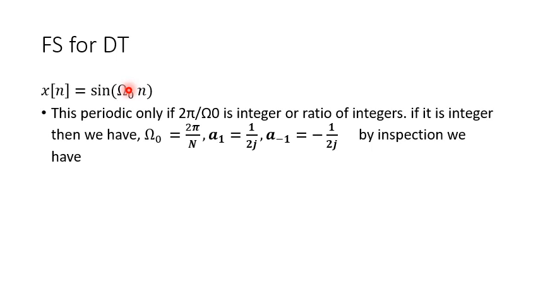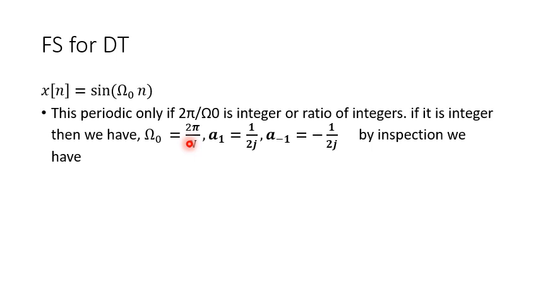For this signal to be periodic, 2 pi by omega naught must be an integer or the ratio of integers. If this is the case, then we say the given signal x of n is periodic with period N. Now this is periodic with period N, so we'll use the same approach. We can use the analysis equation, and we can also use the synthesis equation to find the Fourier series coefficients for this signal.